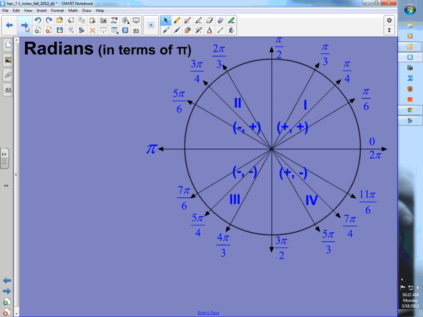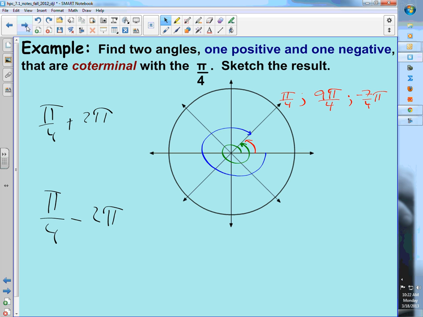Why do we love quadrant 1? Because it's positive, positive. In quadrant 2, you're negative, positive. In quadrant 3, you're negative, negative. In quadrant 4, you're positive, negative. You need to make sure you have those down. So plus, plus; minus, plus; minus, minus; plus, minus. Don't worry about the radian part right now.